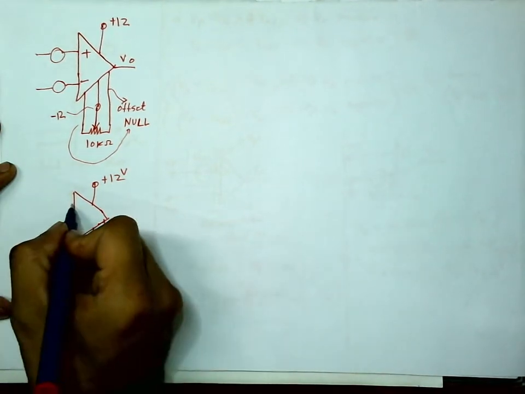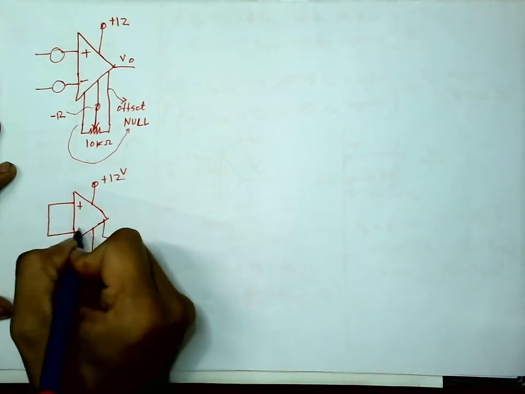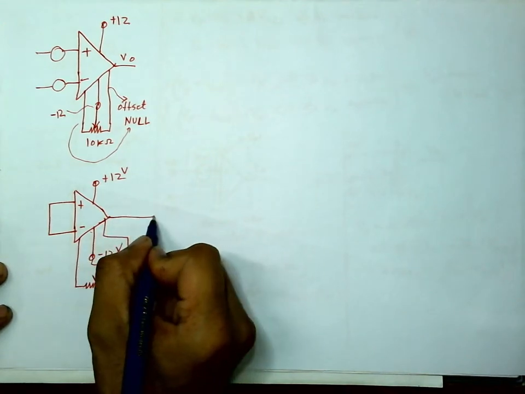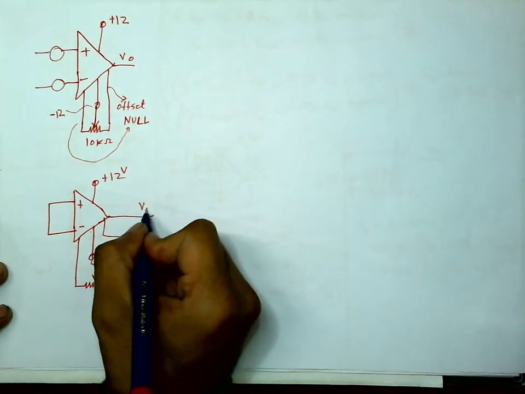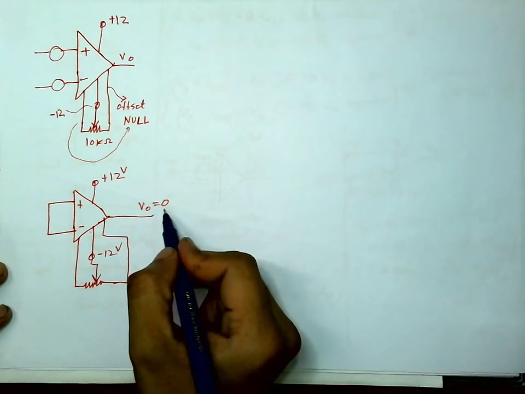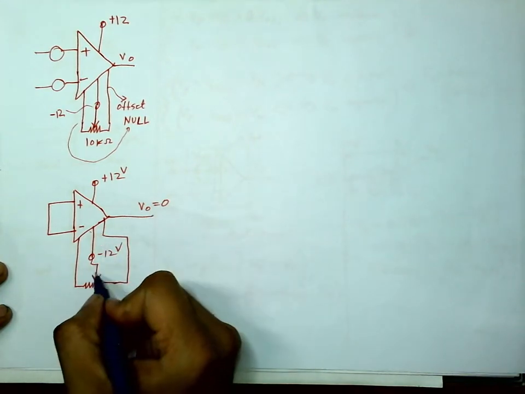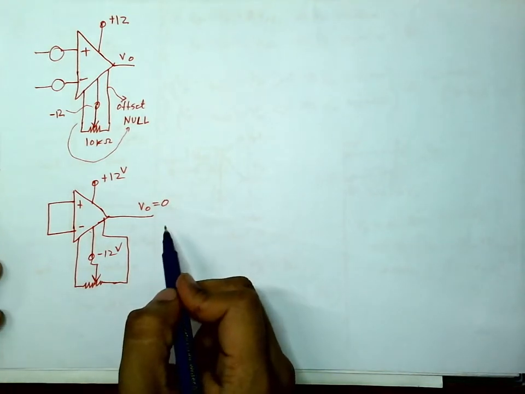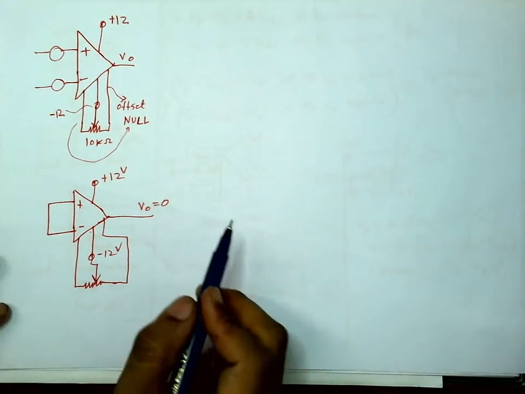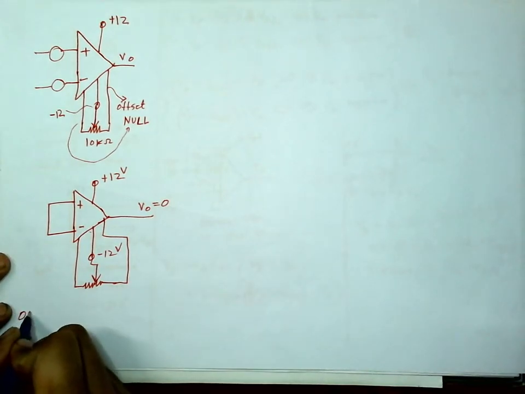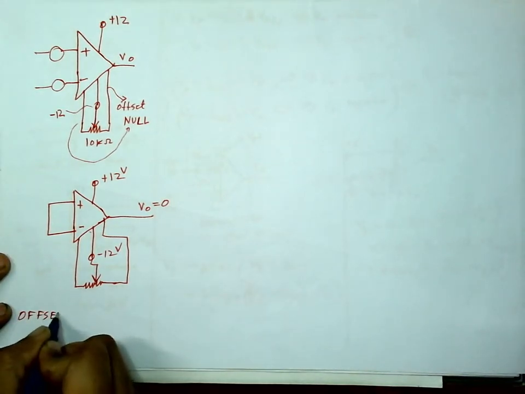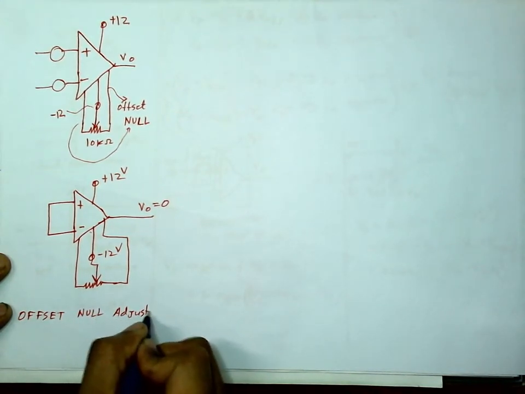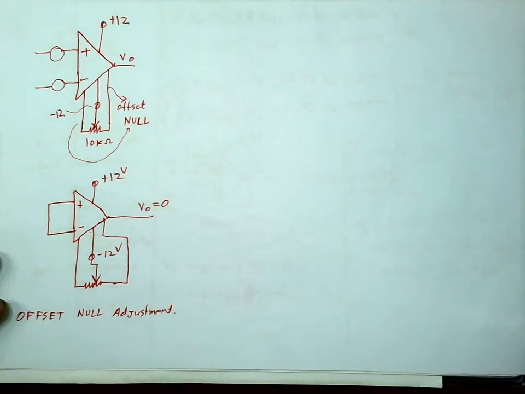Have this variable pot. Now you short circuit these two terminals, the inverting and non-inverting inputs, and then the output VO should be 0. If it is not 0, then you adjust this pot this way or that way until this becomes 0. So this adjustment is provided. So this is offset null adjustment.